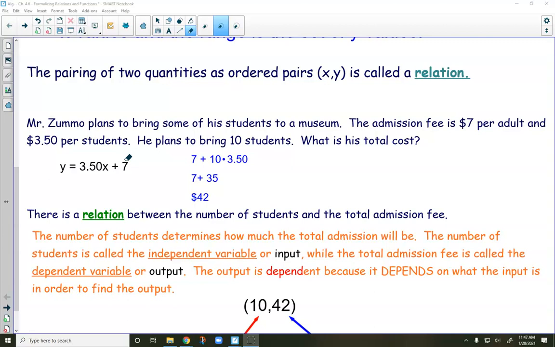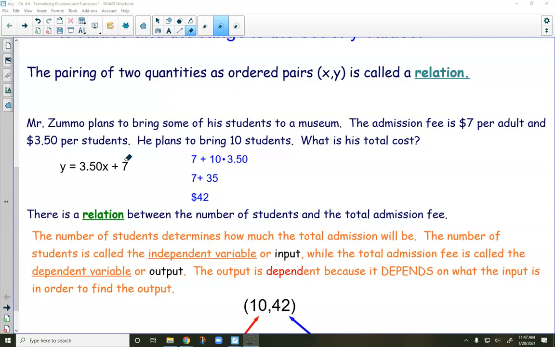We want to know what the cost is for 10 students. We would substitute 10 in for x. It would be our input. That would be one of the numbers in our domain. 10 times $3.50 is $35, and $35 plus a $7 fee for myself is $42 total. $42 is the output, or your range number. It's one of the numbers in the range. It matches up with the 10, because for 10 students, it will cost $42.